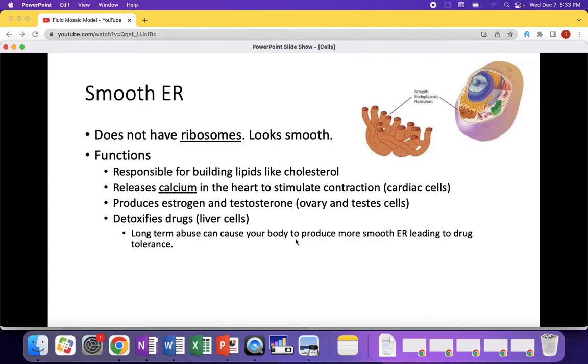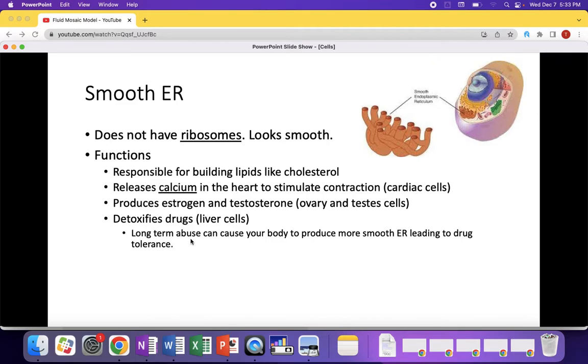Smooth ER does not have ribosomes. It looks smooth. It's responsible for building lipids like cholesterol, so not the ones that go into the cell membrane. It releases calcium in the heart to stimulate contraction, which is used in cardiac cells. It produces estrogen and testosterone, which get used by the reproductive organs. It detoxifies drugs, which are used in the liver cells.